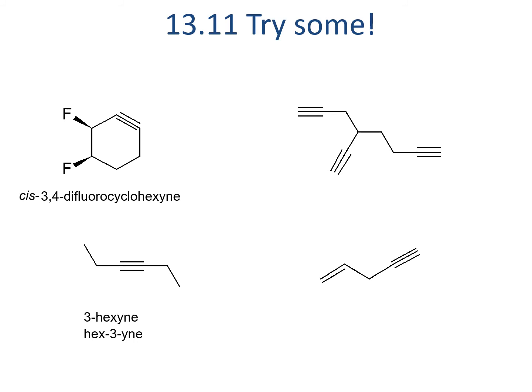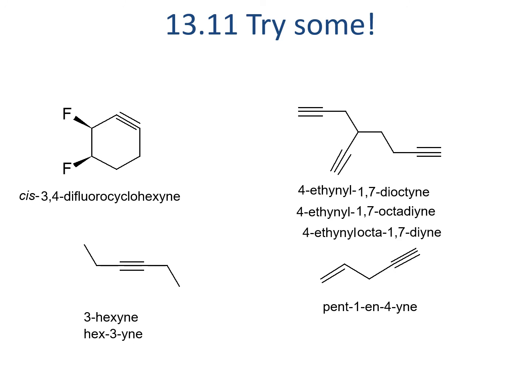In the top right, we have an 8-carbon chain, if we count the top left to bottom right. The chain is some flavor of 1,7-dioctyne. That puts the ethynyl group on the 4 position for 4-ethynyl, choose your own adventure. The final molecule is pentenyne. If we number from the left, the numbers are 1 for the alkene and 4 for the alkyne. If we number from the right, the numbers are 1 for the alkyne and 4 for the alkene. Since the numbers are the same, the alkene is given preference for the lower number. So pent-1-ene-4-yne.